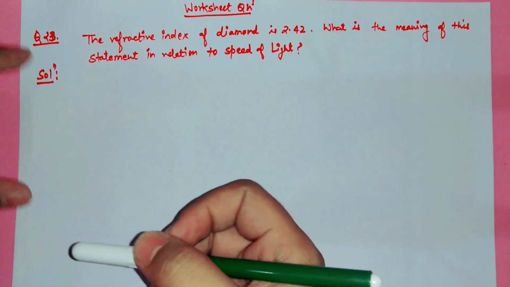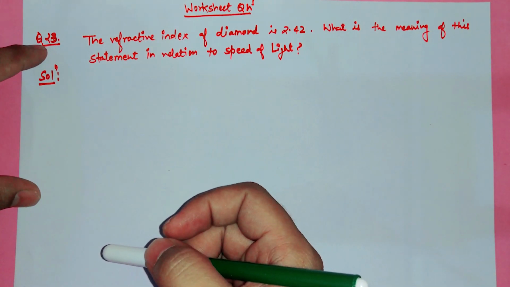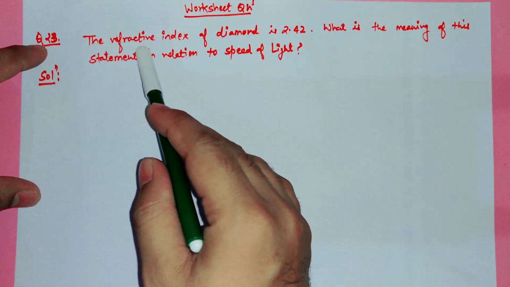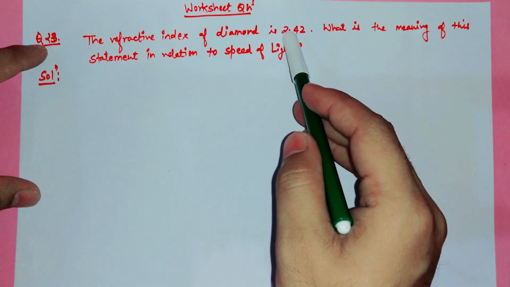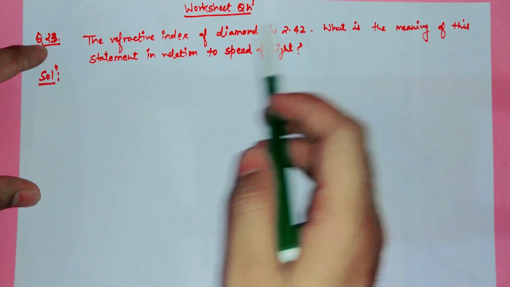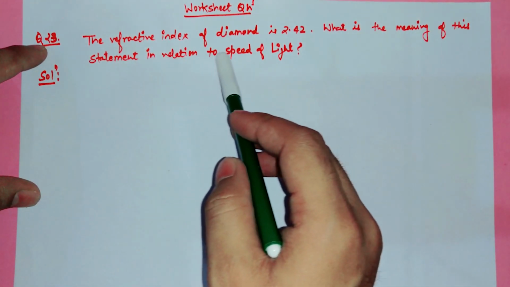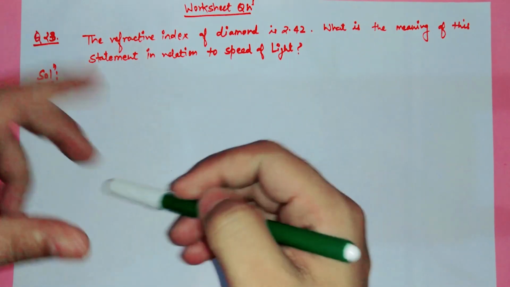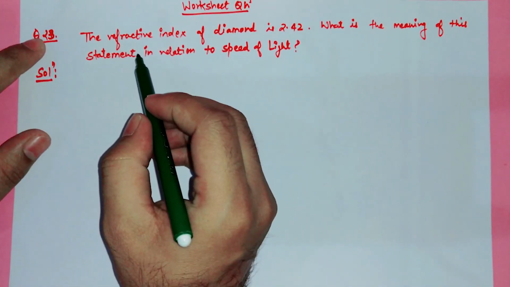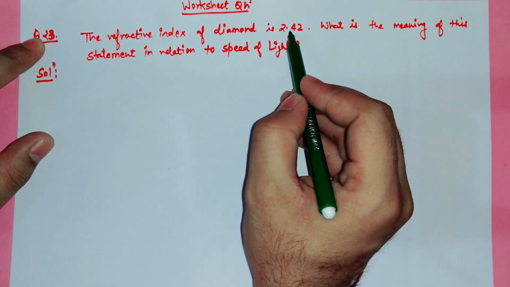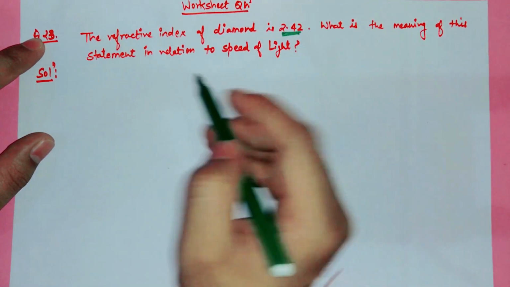So this is question number 23 from the worksheet. The refractive index of diamond is 2.42. What is the meaning of this statement in relation to the speed of light? Now what is given? The refractive index of diamond is 2.42. So this is the absolute refractive index.